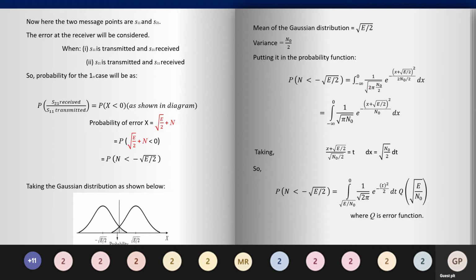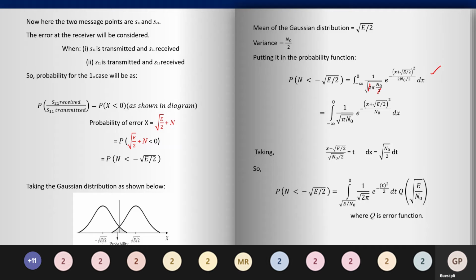How do you write the PDF equation? In mathematics you would have studied: Px of x is equal to 1 by sigma root 2 pi into e power minus (x minus mu) whole square by 2 sigma square. This is the standard probability density function formula, and the same formula we're going to use. Instead of the mean mu, here you have root E by 2, and instead of the variance the value is N naught by 2. Expand this equation, and as you can see, the 2 and 2 will get cancelled here.